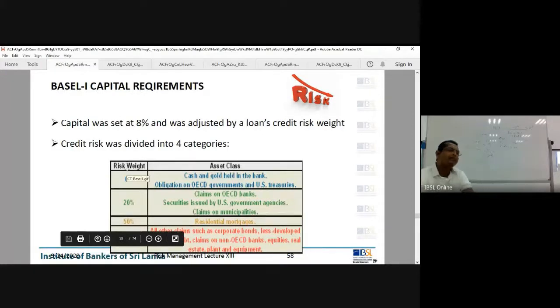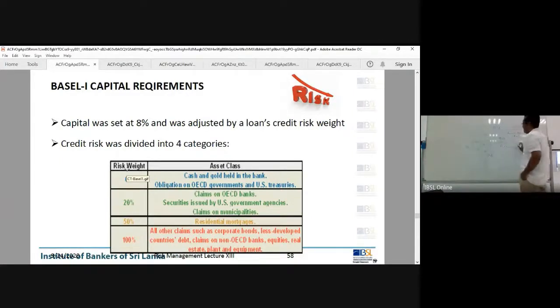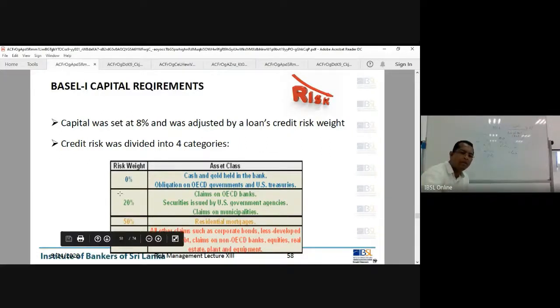Then Basel introduced, I told you it is 100%, 100 rupee, this is 100 rupee here, which is the asset, and the loan, right? If this 100, Basel told, no, we talk about risk weight. There are four risk categories, right? These are the four risk categories: 0, 20, 50 and 100, right?